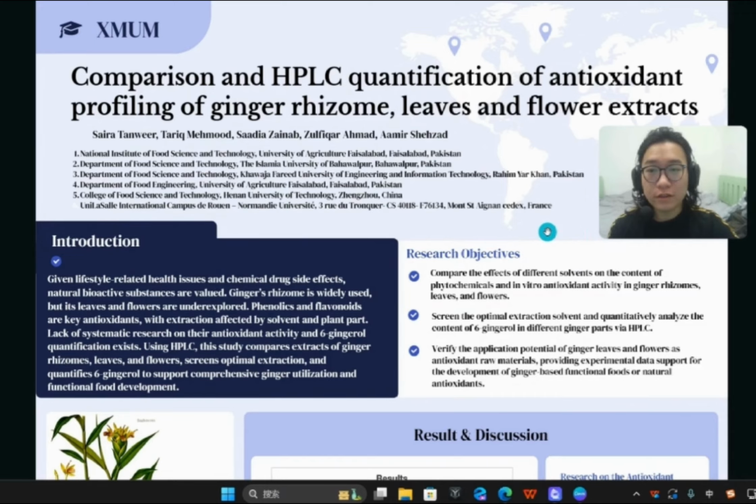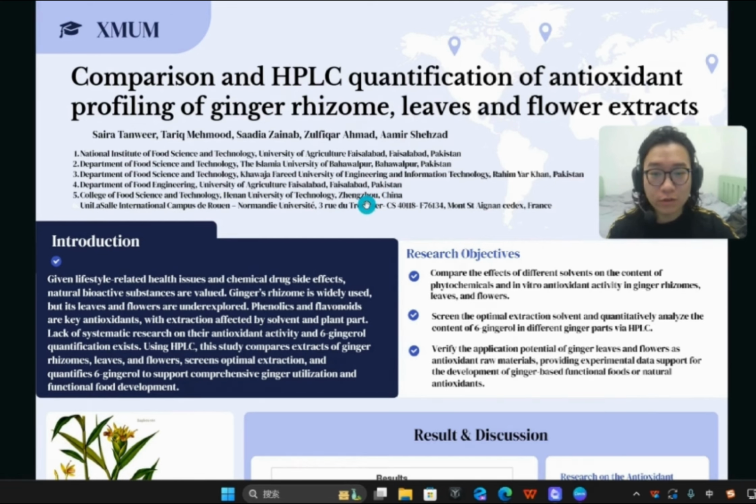So our topic is comparison and HPLC quantification of antioxidant profiling of ginger rhizome, leaves, and flower extracts. So for the introduction, given lifestyle-related health issues and chemical drug side effects, natural bioactive substances are valued. Ginger's rhizome is widely used, but its leaves and flowers are underexplored.